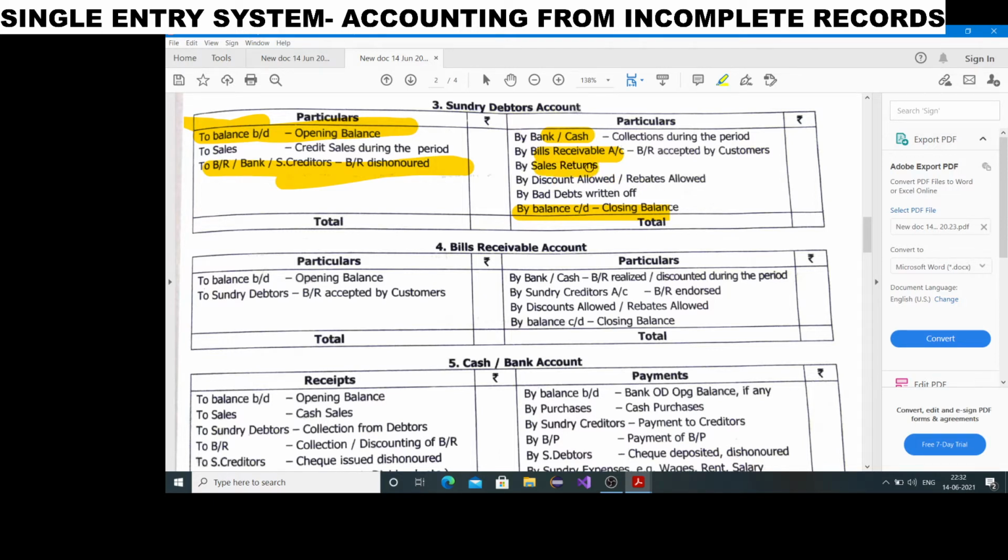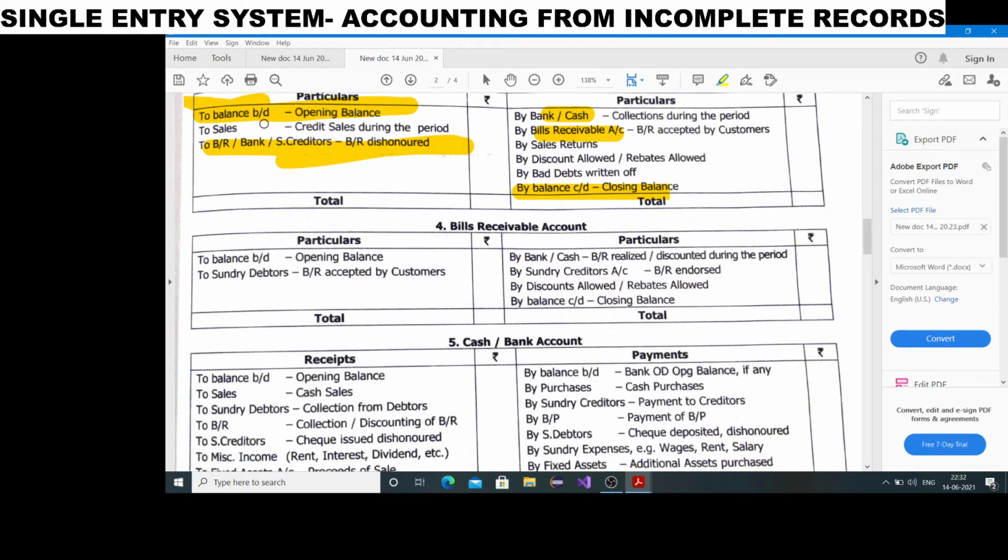Sales return, we recorded sales return account debited to sundry debtors because the amount of debtors has again reduced from this. And the balance which we get is the credit sales made during the period. So from here we find credit sales, and sales is recorded in a trading account, right? Sales is recorded in a trading account.